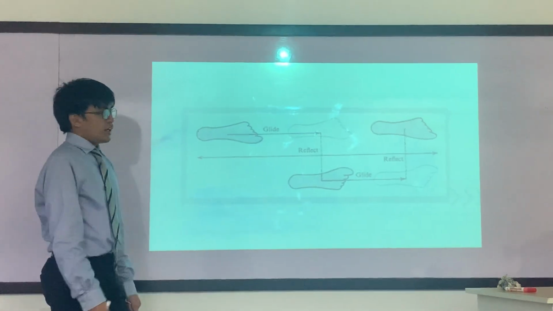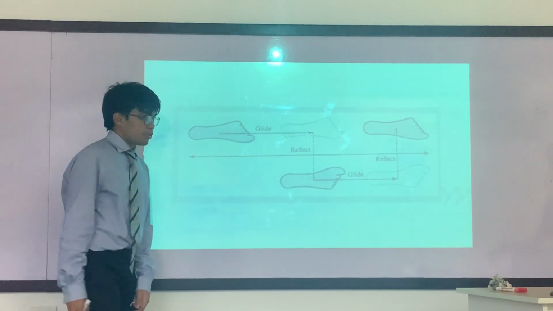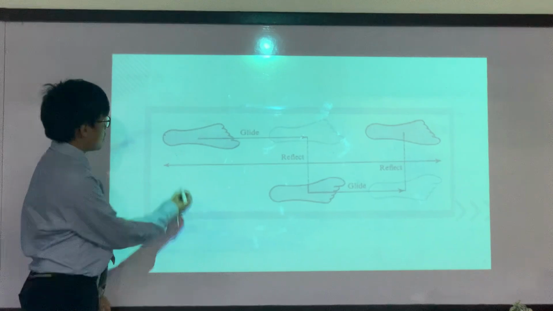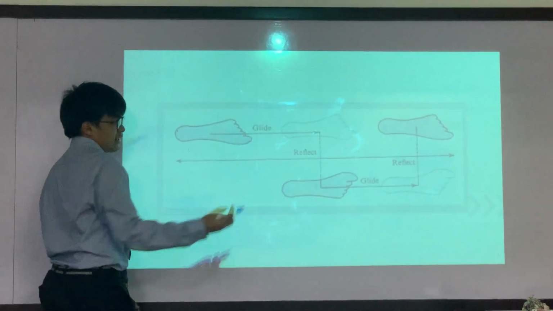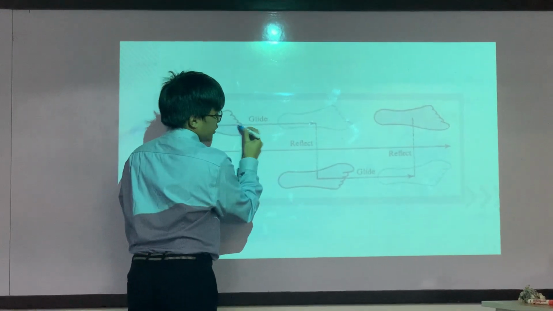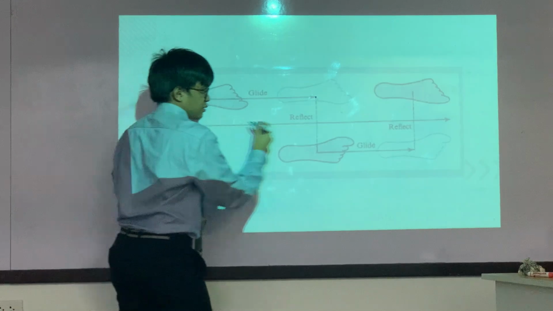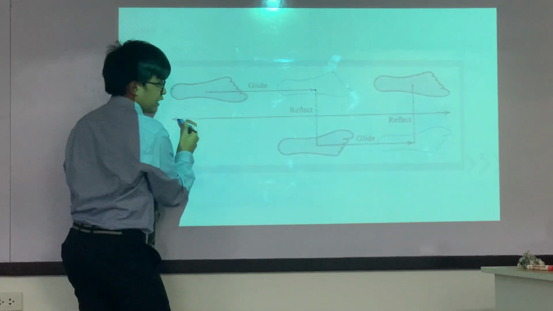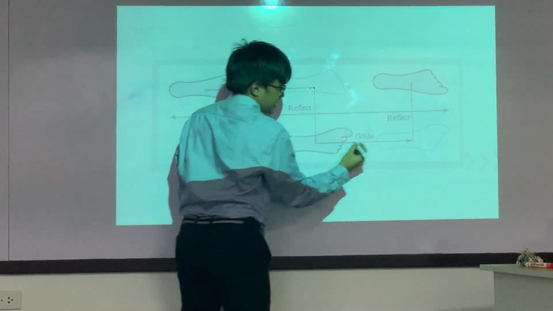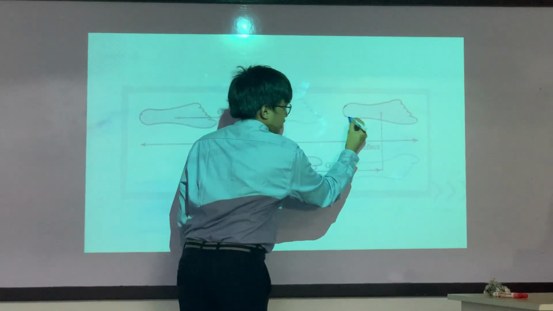Another good example of line reflection is footprints. As you can see, we start with this foot, and then we take this foot, we glide over to here, and it reflects over this line of reflection, and then it does it again here, and again here.